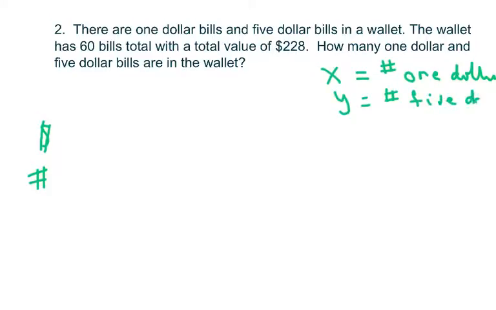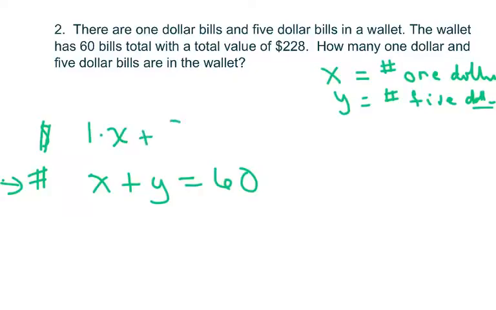Okay, so $5. You can see the dollar. That's a dollar. Basically, the total number of bills, this is your number line. Your total of bills is 60. Now when you're doing the dollar amount, it's $1 times X plus $5 times Y. So these are your dollar amounts, and it equals $228.